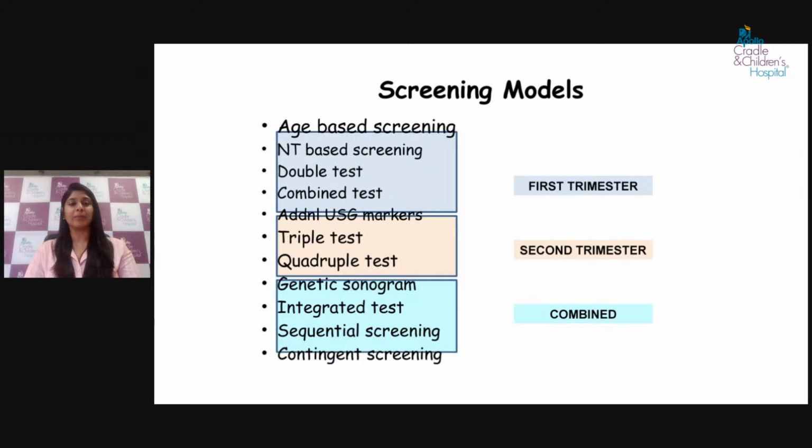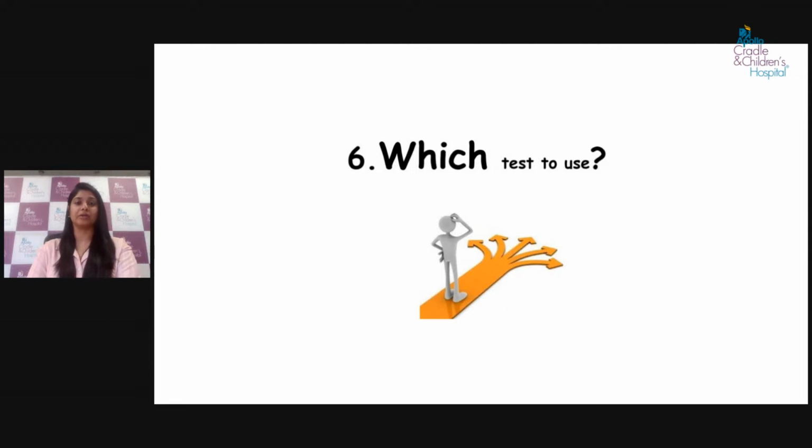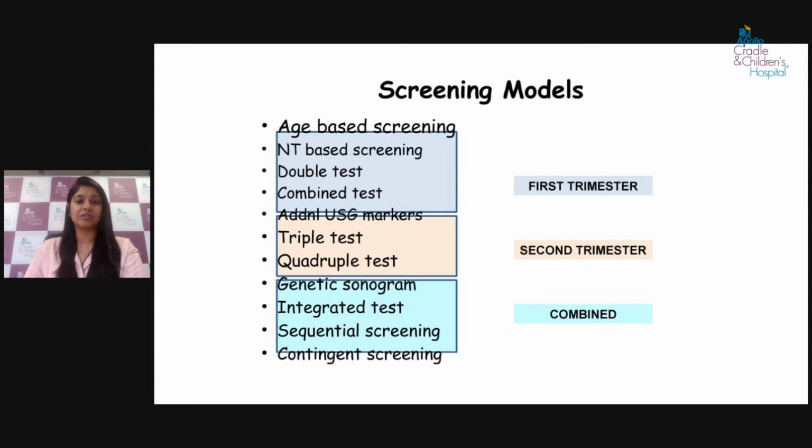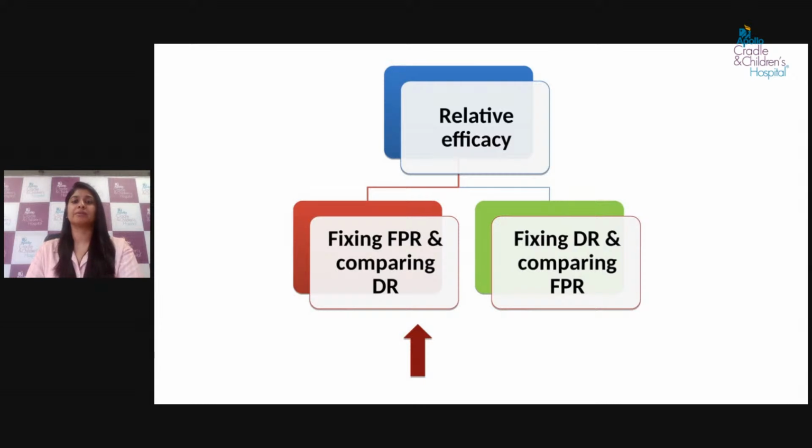Then we do the double marker test, the NT test, and a combined test. We also add additional ultrasound markers, like I said, if there is an absent nasal bone or tricuspid regurgitation, and that includes the first trimester. In the second trimester, there are two tests we can do. One is a triple or quadruple test, and the other is a combined test, where a genetic sonogram, that is an ultrasound, along with the test, an integrated test, we do a sequential screening. Which test to use? Relative efficacy: fixing the false positive rate and comparing the detection rate, or fixing the detection rate and comparing the false positive ratio.